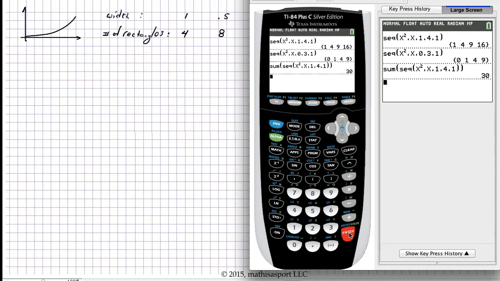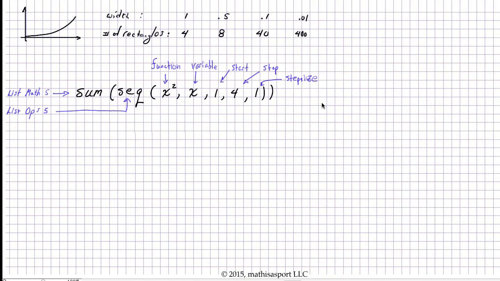30. I could do the same thing for the sequence from 0 to 3 with a step size of 1, and I would get the prior result that we had, namely 14, which was the left Riemann sum. But I hope what you're seeing here is the ability to make the calculator do most of the work by using this combination of sum and sequence. Let's recap what's going on.